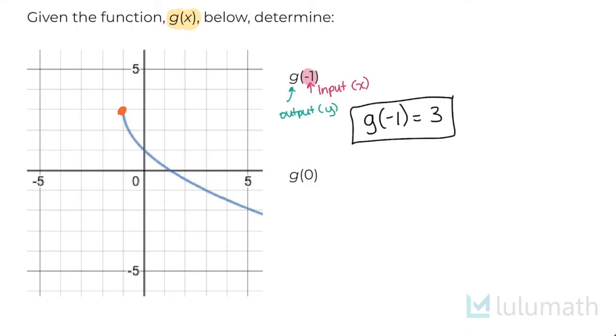In this example, we want to find g of 0. So again, our input, or our x value, is 0. Our output, or our y value, is what we want to find out. So when my input is 0, right here is my input of 0, I can see that this is my point on my graph of my function. And this output is 1. So we can say that g of 0 is equal to 1.